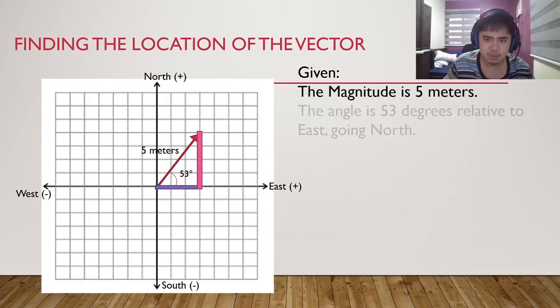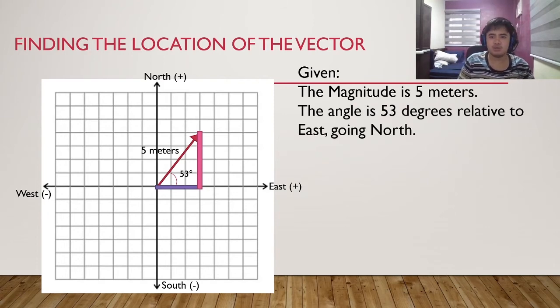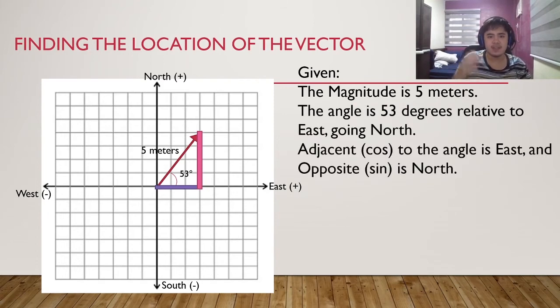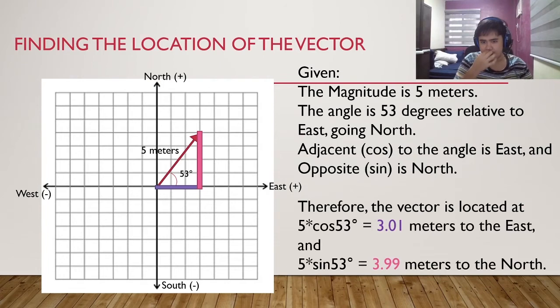Now, let's find the location of this vector in the Cartesian plane. The magnitude is 5 meters, the angle is 53 degrees relative to east going north as usual, and the adjacent of the angle goes east, and the opposite of the angle goes north. Therefore, you can use cosine for the adjacent in finding the measure of the east. So we just multiply 5 times cosine 53. It goes 3.01 meters to the east, and we do similarly but with sine for going to the north, and we can see that it is 3.99 meters to the north.